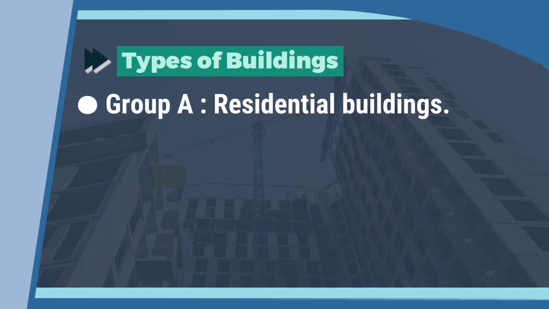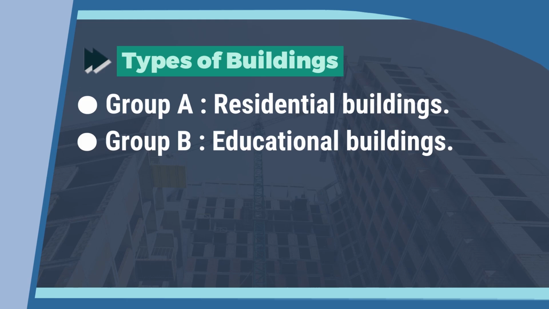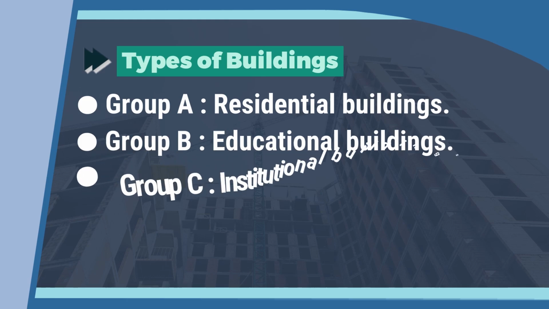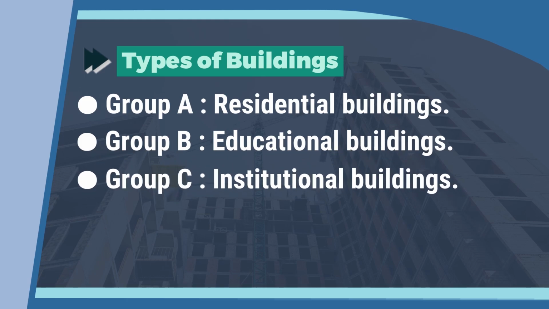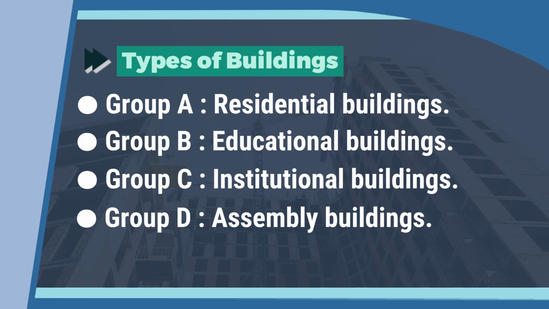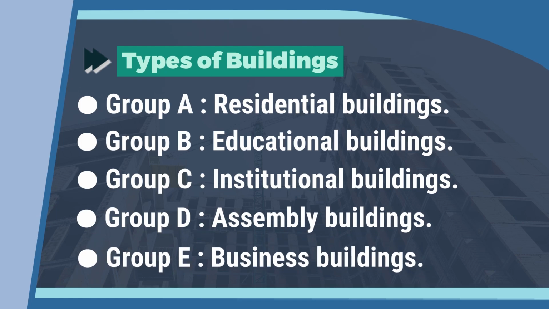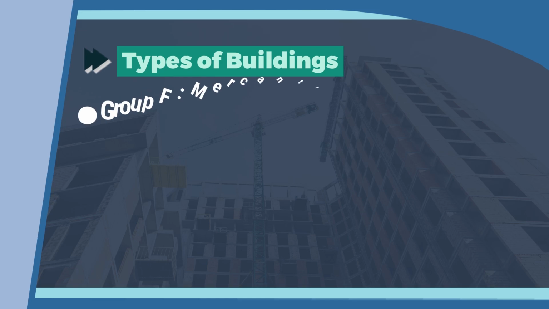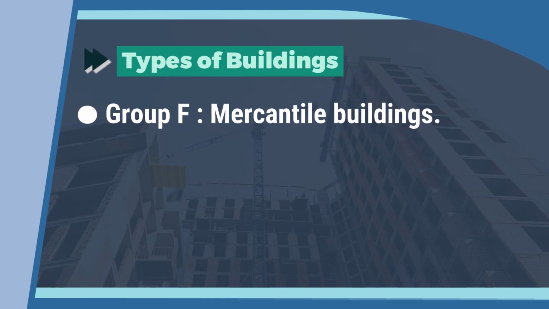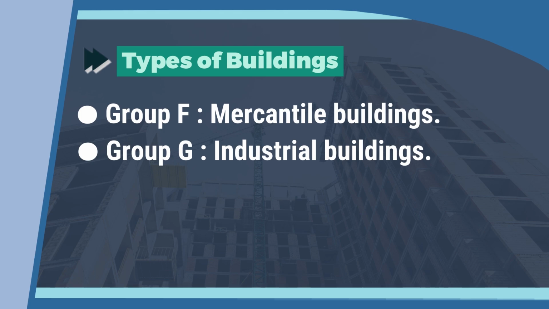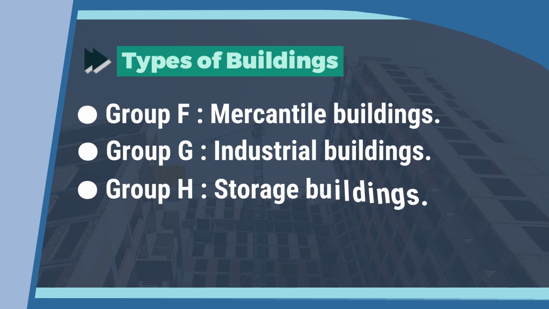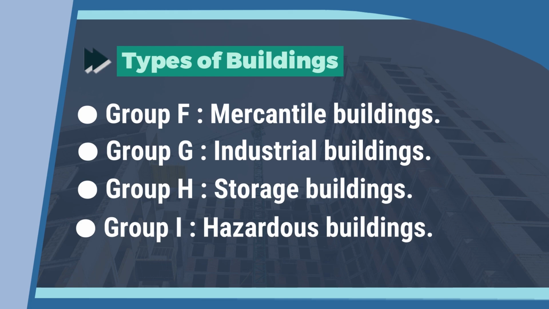First is group A, which is residential building. Second is group B, which is educational buildings. Third is group C, which is institutional buildings. Fourth is group D, which is assembly buildings. Fifth is group E, which is business buildings. Sixth is group F, which is mercantile building. Then group G, which is industrial buildings. Then group H, which is storage buildings, and group I, which is hazardous building.